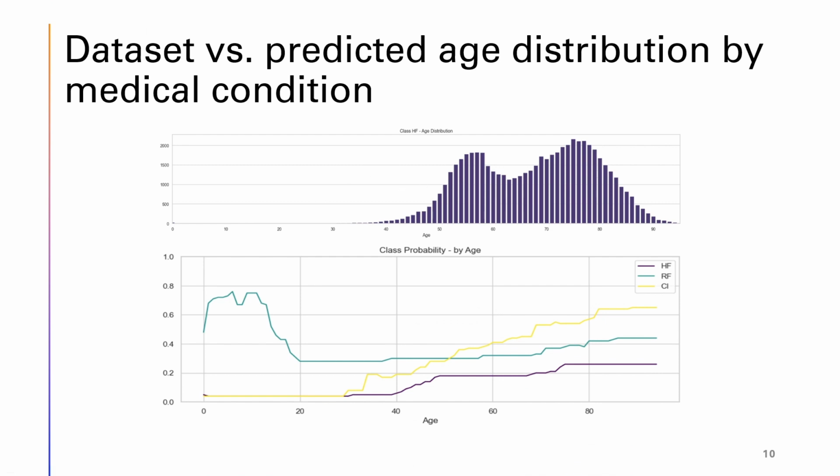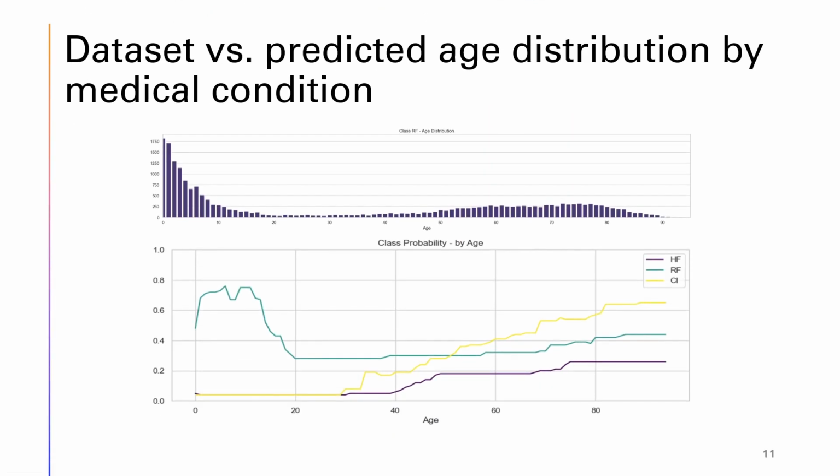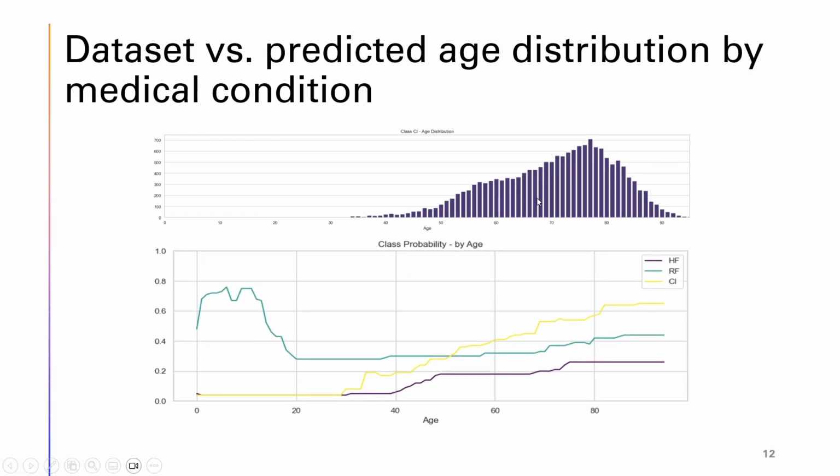In this first graph comparison, you can see the shape of the distribution above, taking into account age and risk of heart failure, matches that of our prediction regarding this medical condition, marked with purple on the second graph. The same can be noticed for respiratory failure, marked with green in the below graph. And for cerebral infarction, marked with yellow.